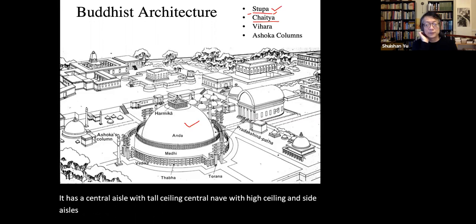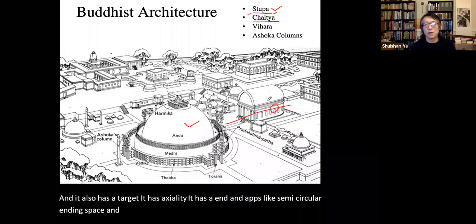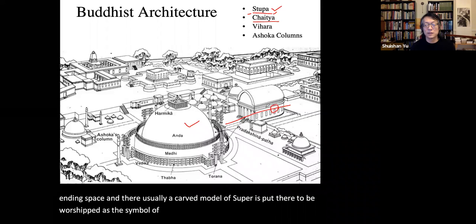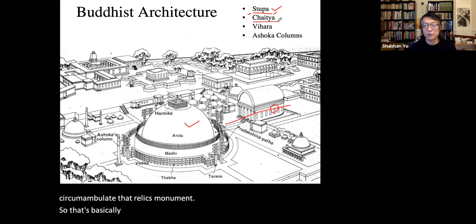And it also has a target. It has axiality. It has an end, an apse-like semicircular ending space. And there, usually a carved model of a stupa is put there to be worshipped as the symbol of enlightenment, and people circumambulate that relics monument. So this is basically an interior worshiping space. That's called Chaitya. And a third type is called a Vihara.